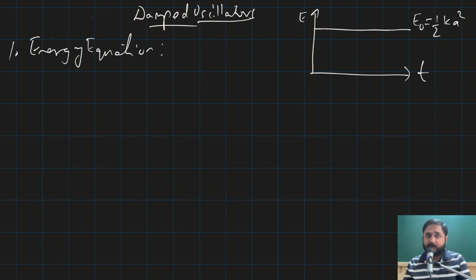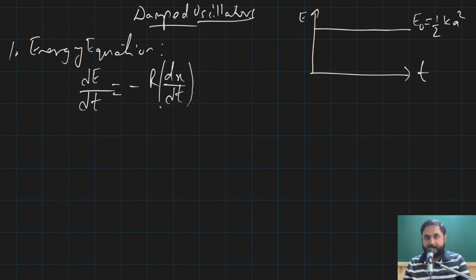Now we want to see what happens to the energy of a damped oscillator, and for that we have a derivation, but I'm skipping the derivation. I'll just give you the relation. The rate of change of energy with respect to time is equal to minus r into (dx by dt) the whole square. This is the rate of change of energy of a damped oscillator.